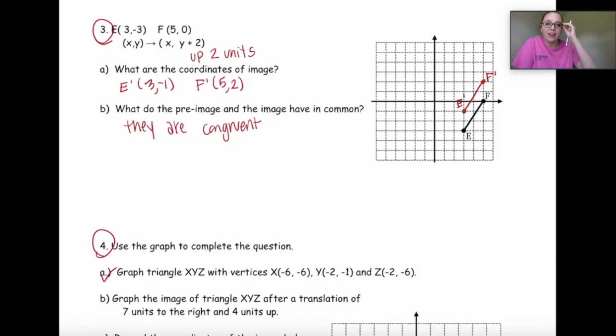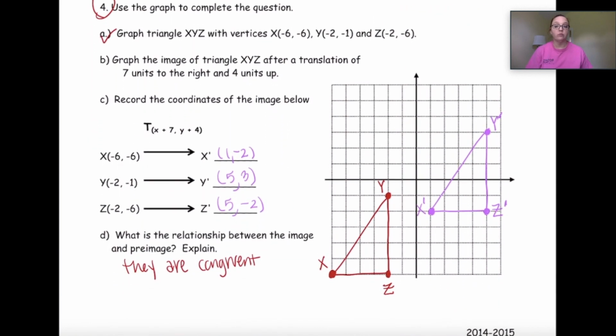You need to go back and you're going to check over problems 3, 4, and 5. So for number 3, we can see that the two figures would be congruent. Here's number 4, and you may need to pause the video to make any necessary corrections. I do want to talk about number 4. Notice that the directions were to translate it 7 units to the right and 4 units up, and that notation can be written like this.